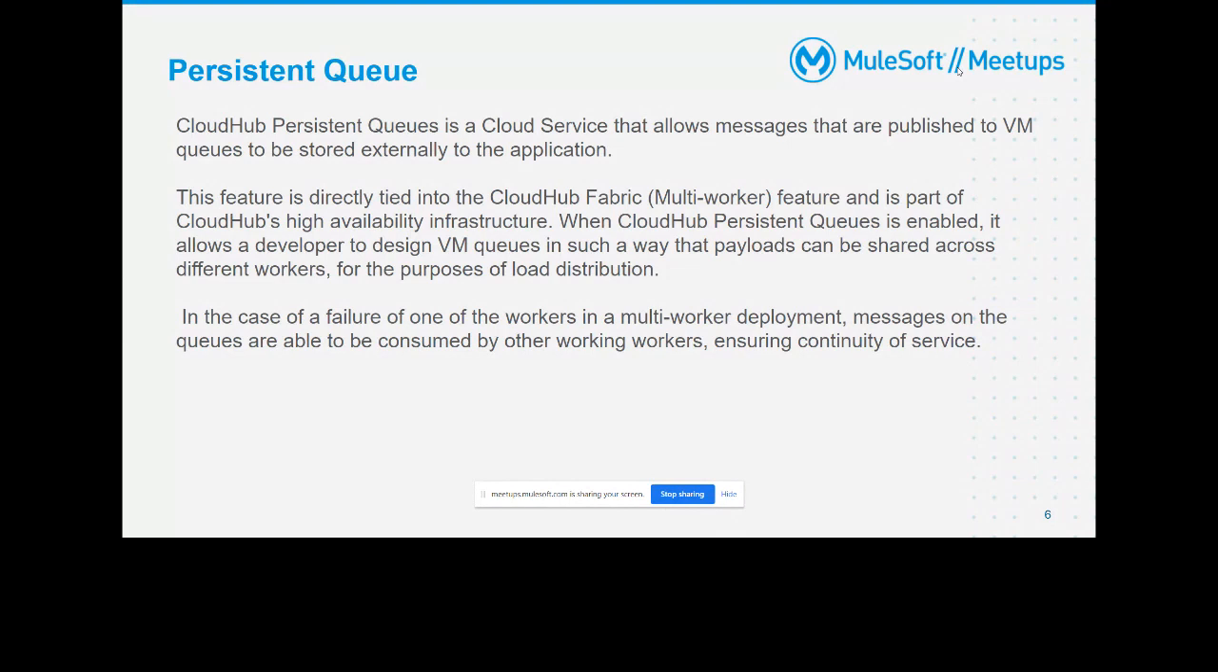This feature is directly tied into the CloudHub fabric feature and is a part of CloudHub high availability infrastructure. It is always recommended to use the persistent queue option when you are deploying the application on two workers with VM queue. Basically, if you have used a VM connector and you are going to deploy on two workers, then you can use this enable persistent queue option.